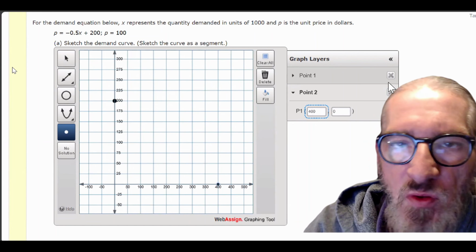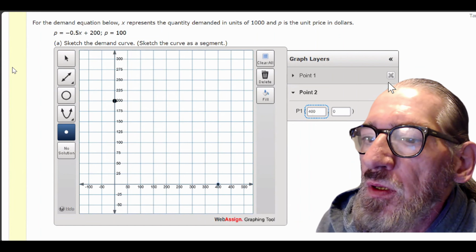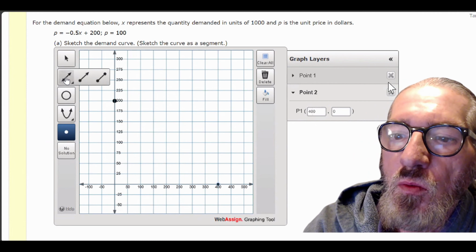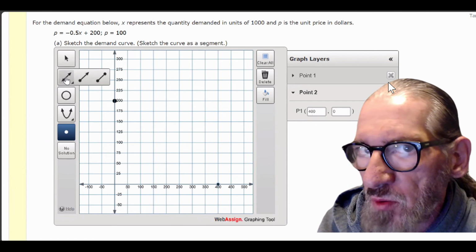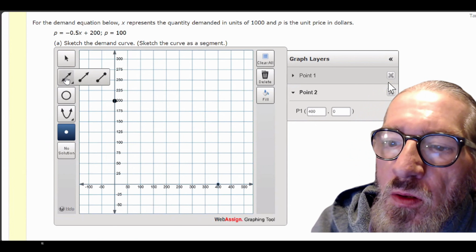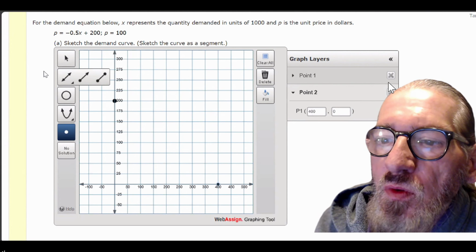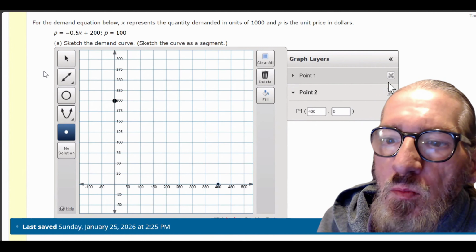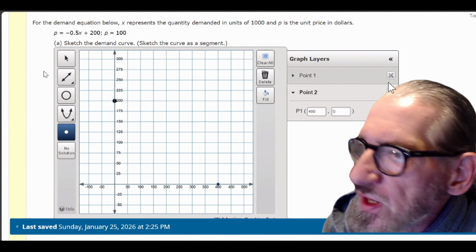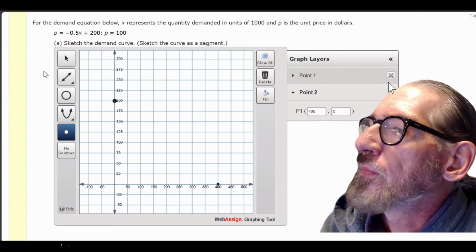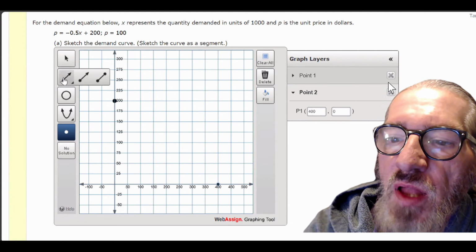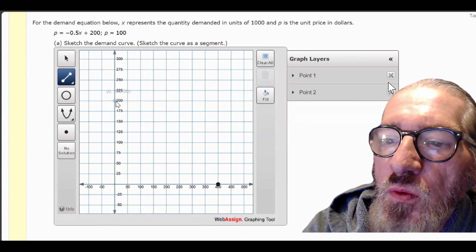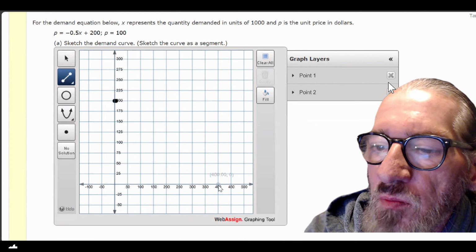Now, we may not actually want those points showing there. We may instead have just wanted to start with one of these options, but I'm about to find that out. Notice that x is the number of units and cannot be negative. Price can also not be negative. So we should be selecting line segment here. And I'm going to connect those with that line segment.